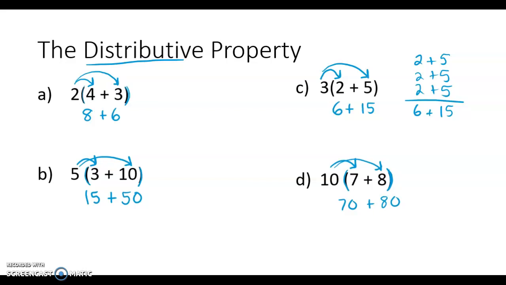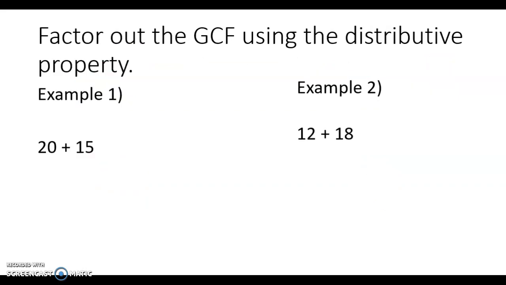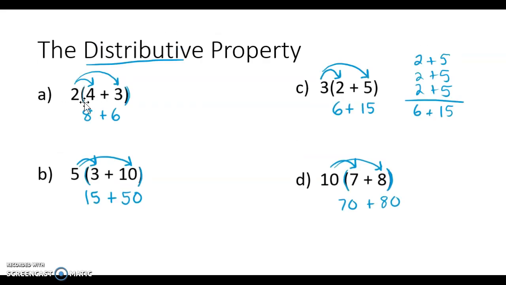Okay, now let's look at some different problems, now that you know what distributive property is. These directions state to factor out the GCF using the distributive property. So in other words, we're going to factor this expression. In the last slide, you saw that we applied the distributive property, and now we're going to do the reverse. I'm going to give you the answers, like this 8 plus 6, 6 plus 15, and you're going to give me what the question is. So we're going to work backwards.